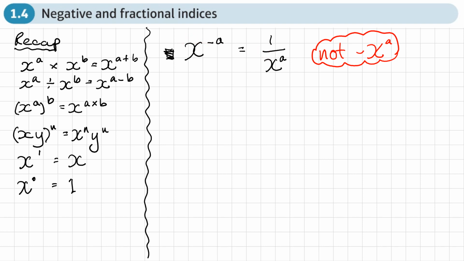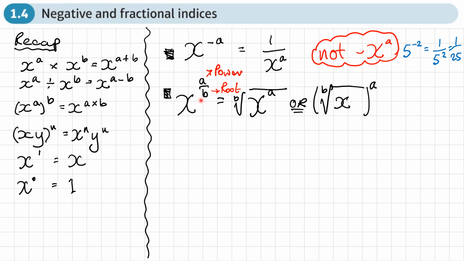I'll do an example like I did when I did these before. So for example, if I had 5 to the power negative 2, that's the same as 1 over 5 squared. So there's no negative in front of that, and I could change that to 1 over 25, for example. So I could go all the way and say, right, it's 1 over 25.